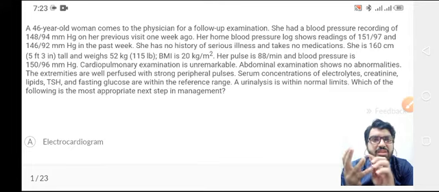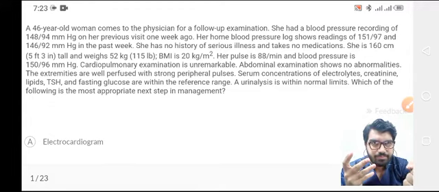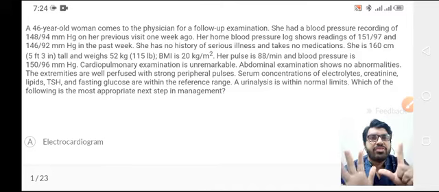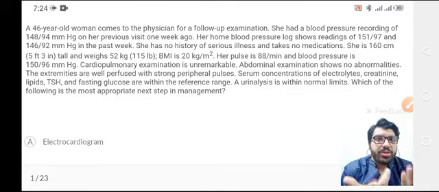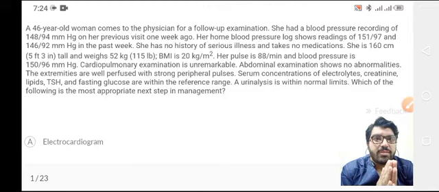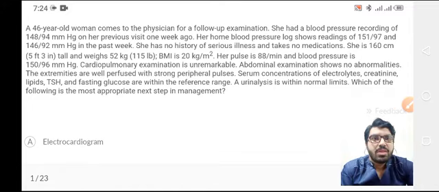Point number 2, these are the baseline investigations in any newly diagnosed hypertension case. Number 2, RFTs. Number 3, urinalysis. Number 4, fasting lipid. Number 5, fasting glucose. Number 6, serum electrolytes. Number 7, TSH. Now, if you have a patient nearby with hypertension, whether newly diagnosed or an old case, and some investigation I talked about is missing, you have to do that.